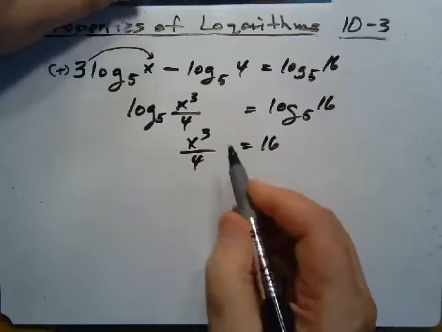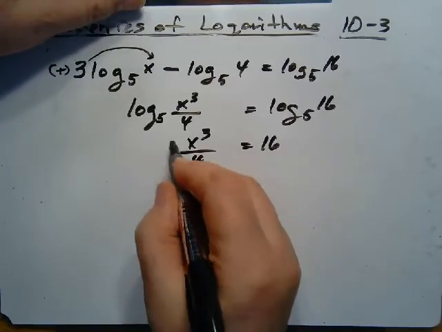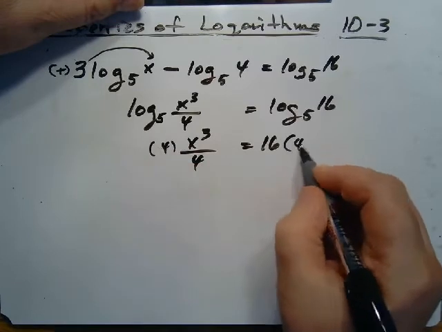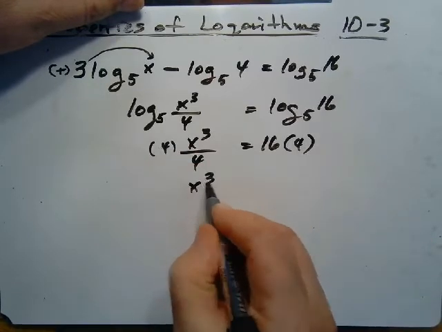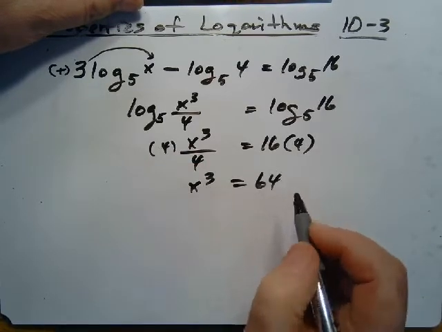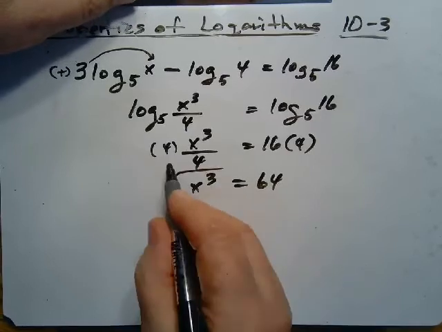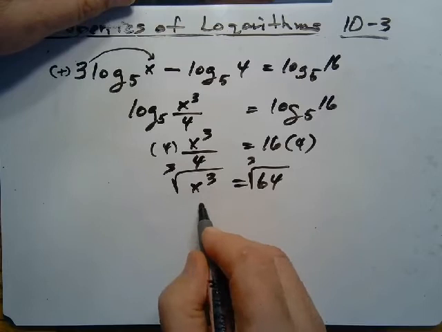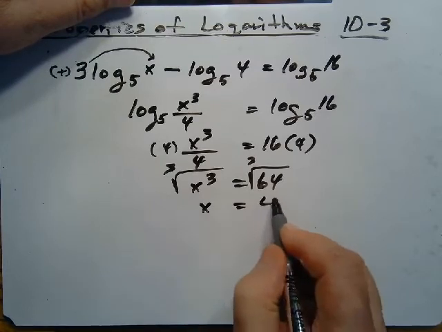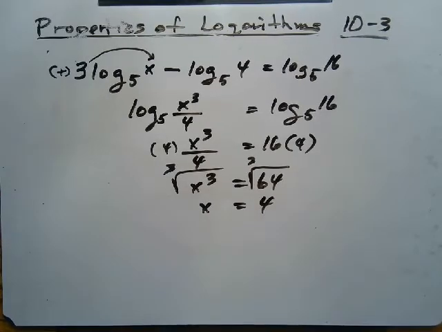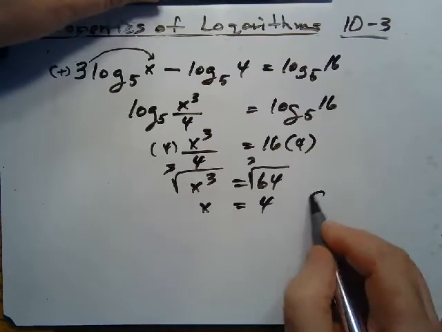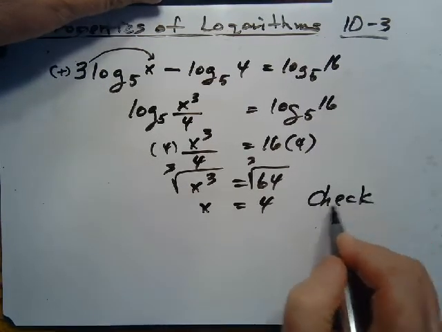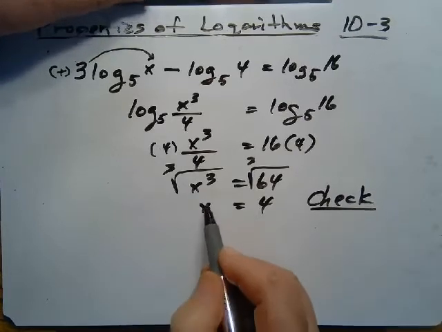Now, let's cross multiply. I'm going to multiply both sides by 4 here, or you can say cross multiply, and I get x cubed equals 64. Or if I take the cube root now of both sides, I know that x has got to be 4. x is 4.